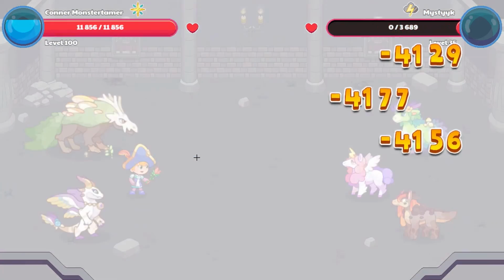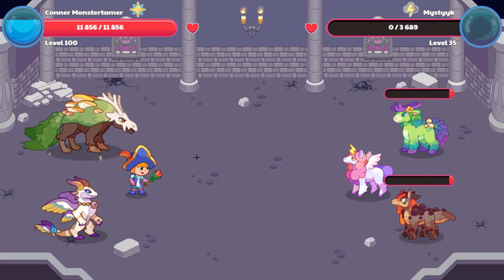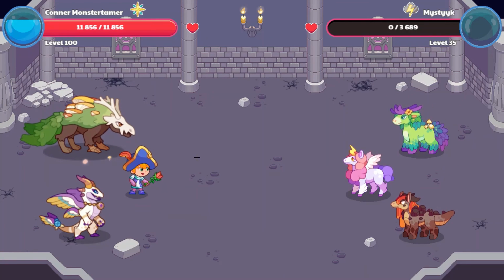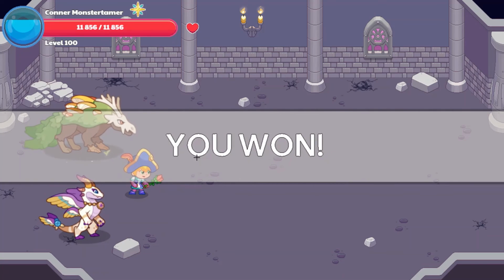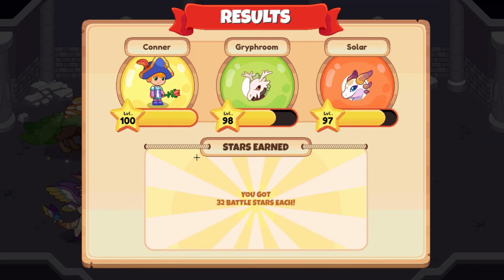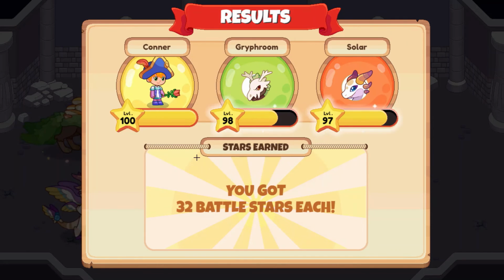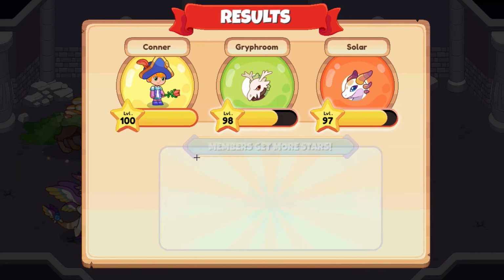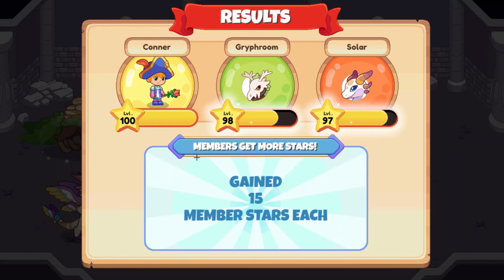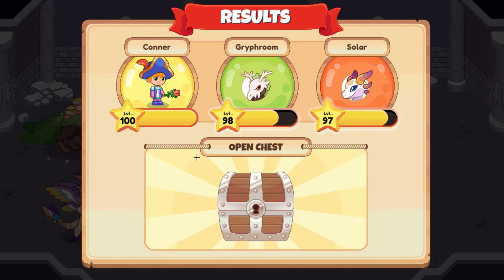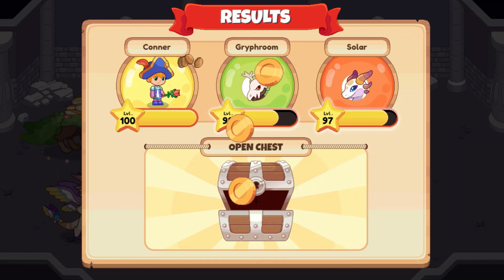Let's see if we can just take care of all of the mists. It looks like we did. All right, goodbye, goodbye. We won. Woohoo! So we have climbed up 5 floors, 5 flights, and we will be heading up. The 32 battle stars there are awesome. And 15 more stars. Solar might be jumping up out in our next video here. We will see.